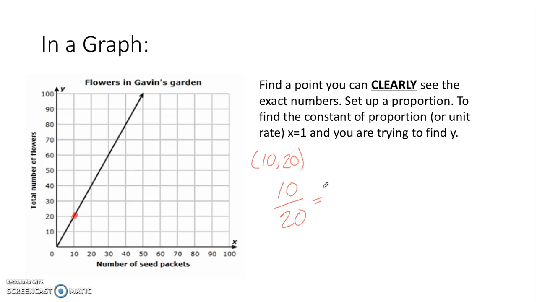Okay, so now what we're going to do with that is we need to make x equal to 1. Where's our x? Our x is in the 10, so x needs to be 1. We're trying to find the unit rate. X is 1, and we don't know y, so we're just going to put y in the denominator. So there we go. There's our proportion again.